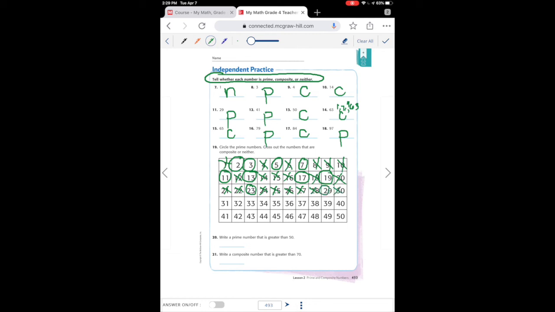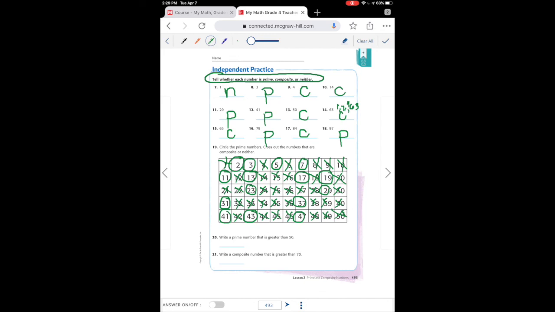So for that row, we only had 2 prime numbers, 23 and 29. The rest were all composite. For that row, 31 and 37 are the only prime numbers. The rest are composite. For that row, 41, 43, and 47 were prime. The rest were composite. I want you to notice something.